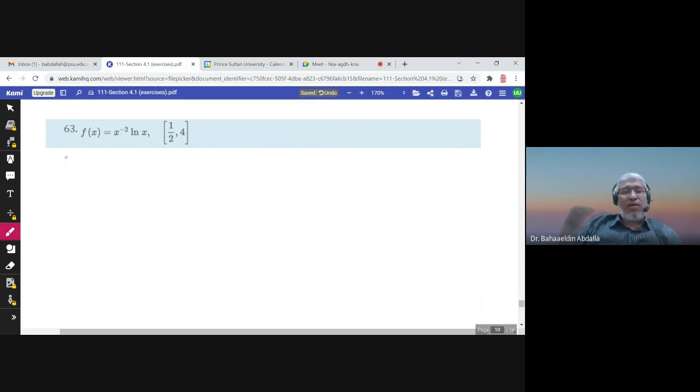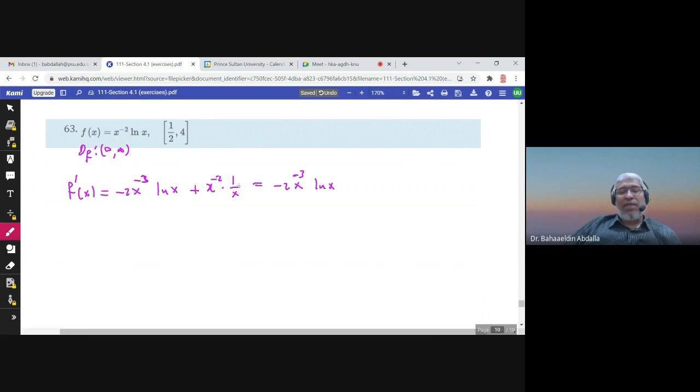So let us find the domain of this function. It is from 0 to infinity because this is ln x. So the domain of f is from 0 to infinity. Well, f prime of x is a product. So the derivative of x to the power negative 2 is negative 2x to the power negative 3 times ln x plus x to the power negative 2 times 1 over x. So this is negative 2x to the power negative 3 ln x.